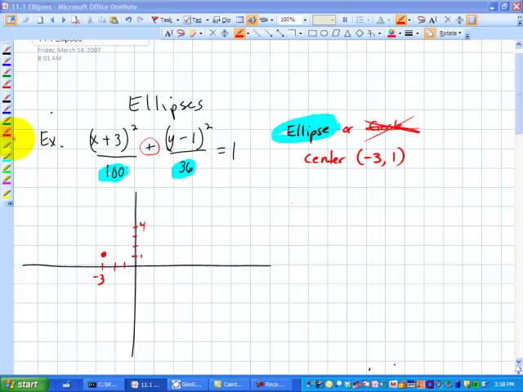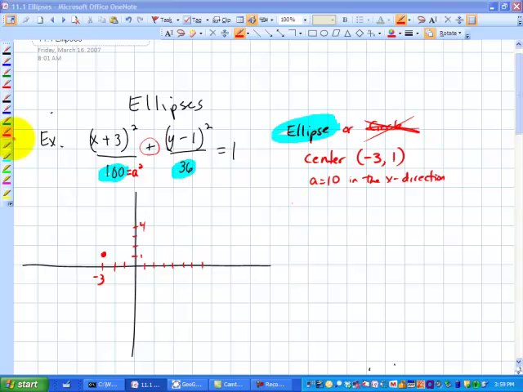So that's my center. And since this number underneath here is a nice, beautiful, perfect square, I know that this is a squared. And guys, I don't really care which one's a and which one's b. The important part is that it's underneath the x. So if that's equal to a squared, then a must be 10 in the x direction. So what I'm going to do is count out 10 units this direction. So that's 3, 4, 5, 6, 7, 8, 9, 10.